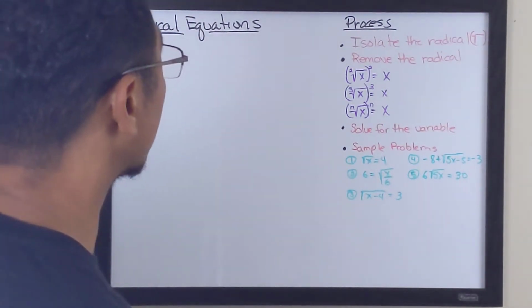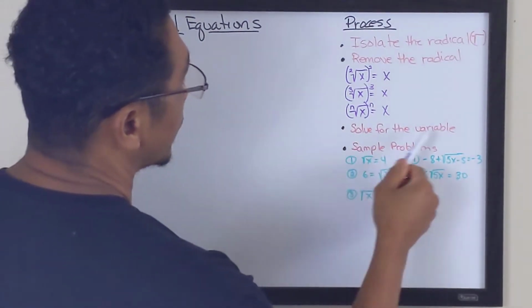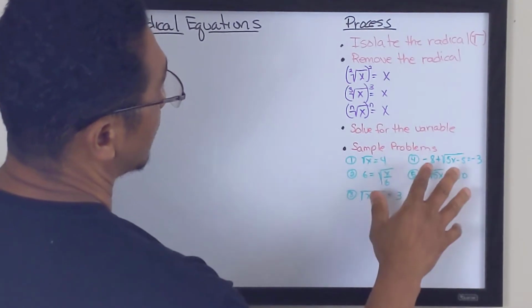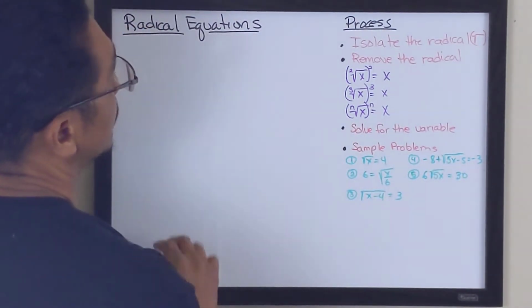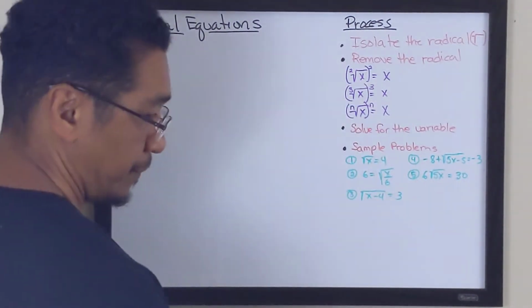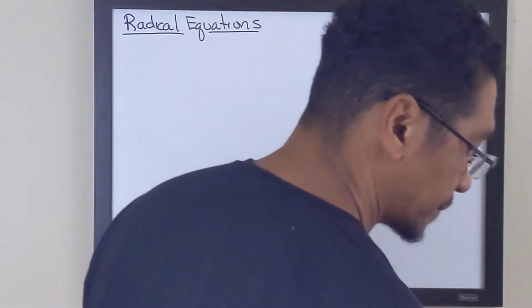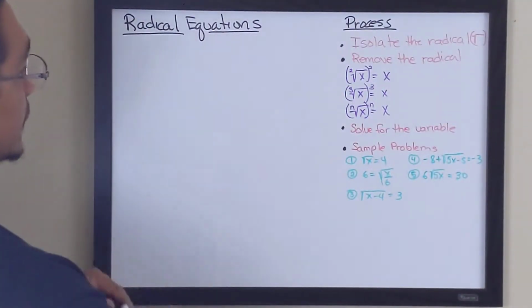Once we've removed the radical, the next step would be to solve for the variable. And these are the sample problems that we're working on this side so that you can see how that's being implemented. Alright, so let's get started. Let's take a look at the first problem.